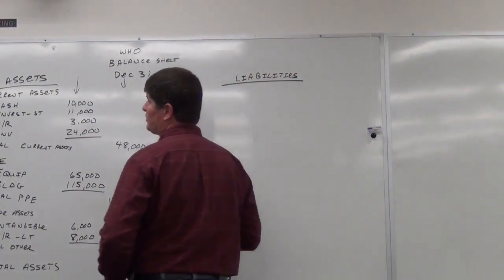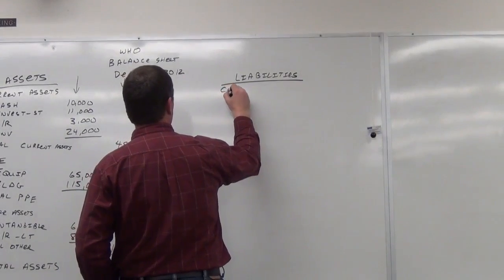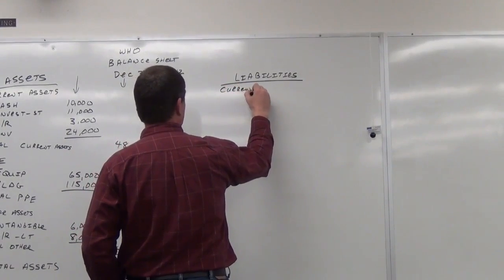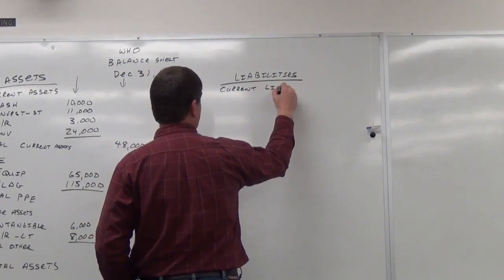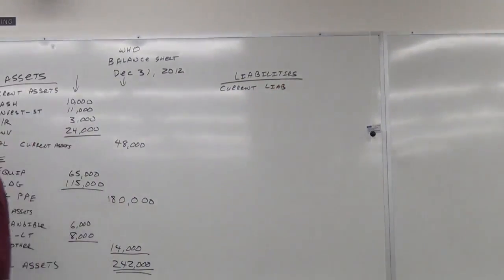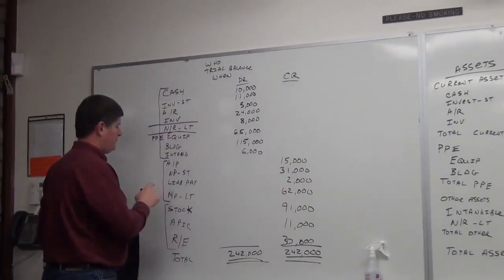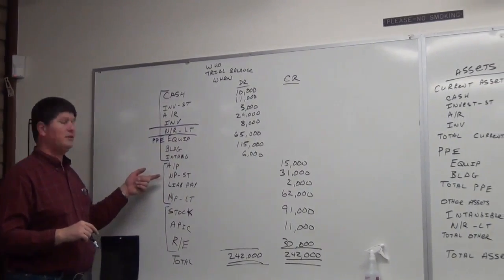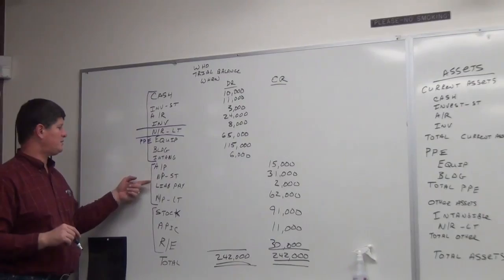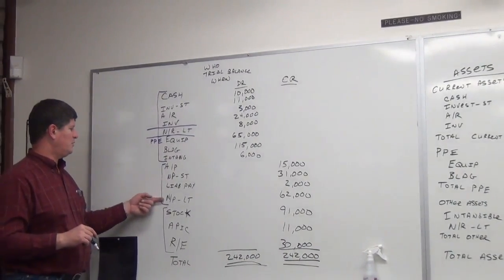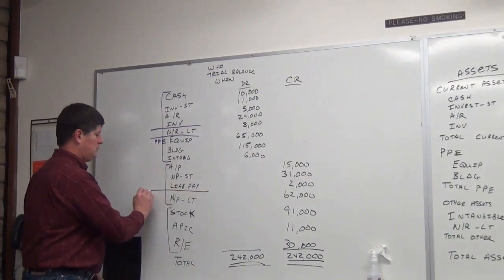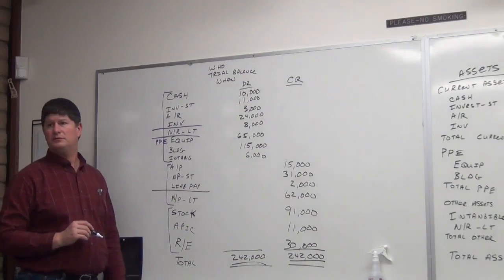And our first liabilities are current liabilities. What are our current liabilities? Let's come over and look. Accounts payable, yes. Short-term note payable, yes. Liabilities payable, yes. Note payable long-term, no. So we'll draw the line there.